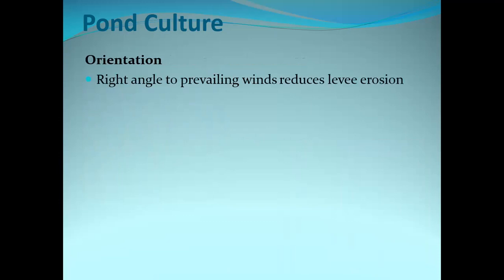So when you're angling your ponds, you want to angle them at right angles to the prevailing wind. The reason is that you want to reduce the amount of erosion on the walls of your levees. If they're not at a right angle, when the wind blows on the pond surface, it will create current within that water and it will hit against your levees and could cause a significant amount of erosion. So orienting it at a right angle prevents that, and the levee is exposed to the least amount of wind erosion.